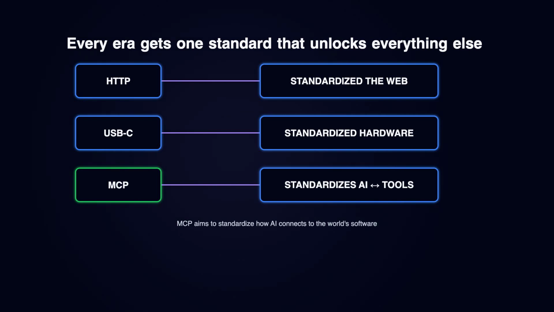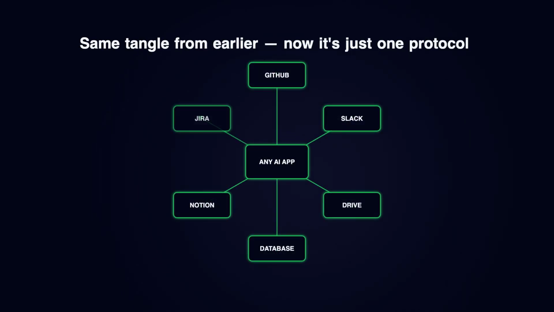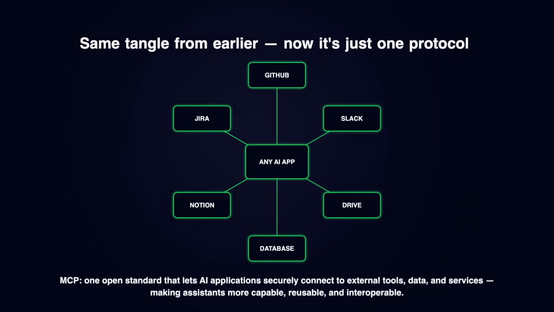Just as HTTP standardized communication across the web and USB-C standardized hardware connections, MCP aims to standardize how AI connects to the world's software. So, the next time someone asks, "What exactly is MCP?" you can answer in one sentence. Model Context Protocol is an open standard that lets AI applications securely connect with external tools, data, and services using one common protocol, making AI assistants more capable, reusable, and interoperable.